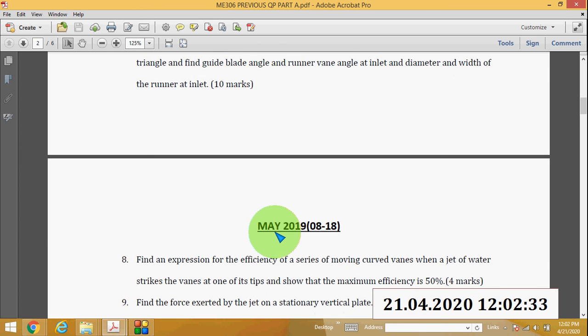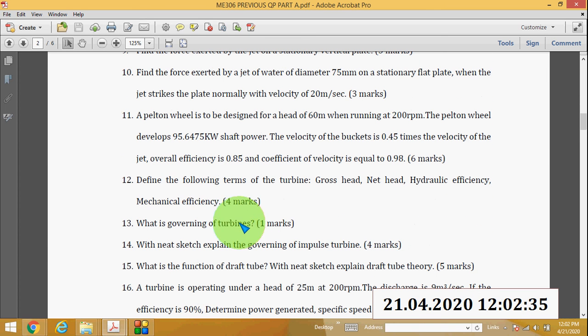In the May question paper, question 12, it is just definitions only. What is hydraulic efficiency and mechanical efficiency? Hydraulic efficiency is equal to runner power divided by water power, and mechanical efficiency is equal to shaft power divided by runner power.